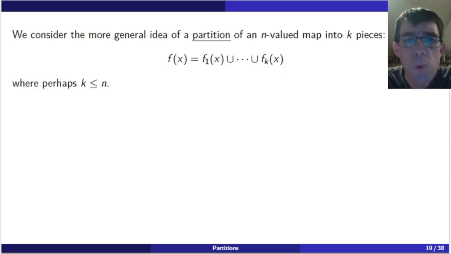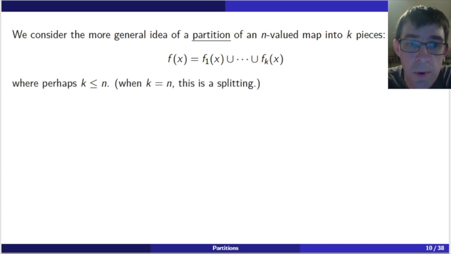All right. So what I want to talk about is what I call partitions of n-valued maps. I would like to consider the more general idea of splitting a multi-valued function into some number of pieces, but those pieces can still be multi-valued. So we are not trying to split it into a bunch of single-valued functions, but just split it into some number of other multi-valued functions. I'm going to call this a partition of an n-valued map into k pieces where perhaps k is less than or equal to n. If k equals n, then that's a splitting, like I said before. But maybe you can split it up into fewer pieces.